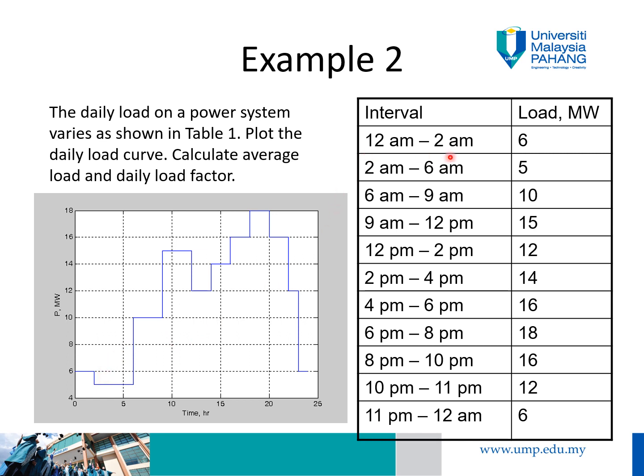From 12 to 2, the load is 6 megawatt. From 2 a.m. to 6 a.m., the load is 5 megawatt. And then from 6 a.m. to 9 a.m., the load is 10 megawatt, and so on. So actually the area under this load curve is the energy generated in that period.